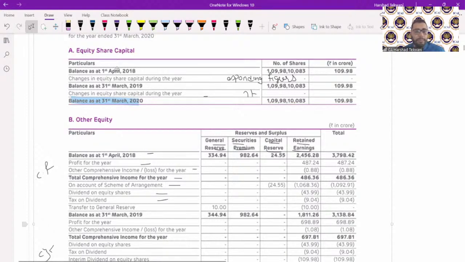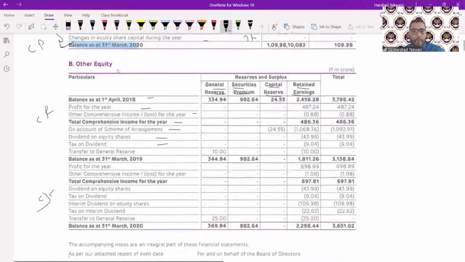So, balance at 31st March 2020. They have given the movement for that and the comparative. So you can say this is the comparative and this is for the current period.